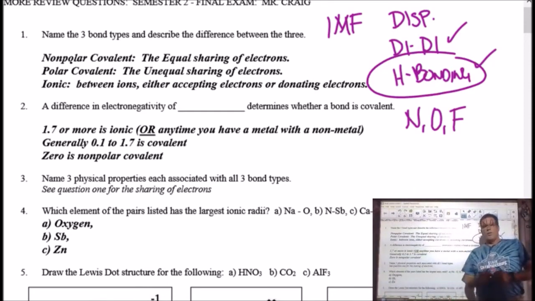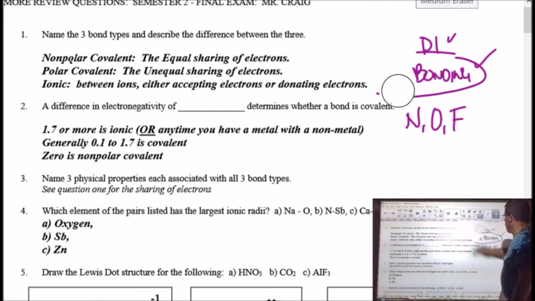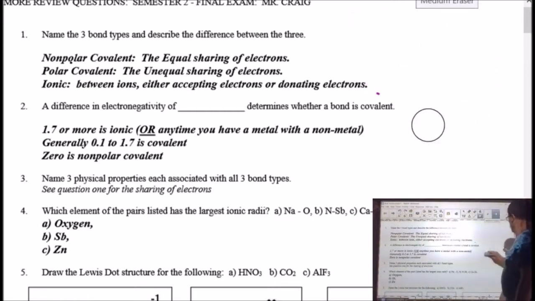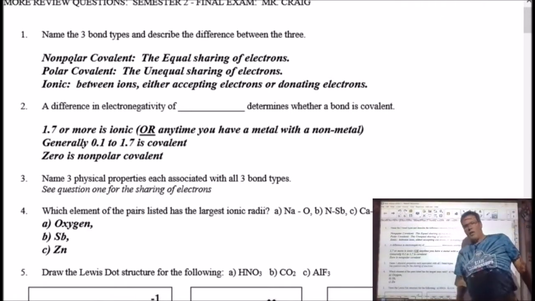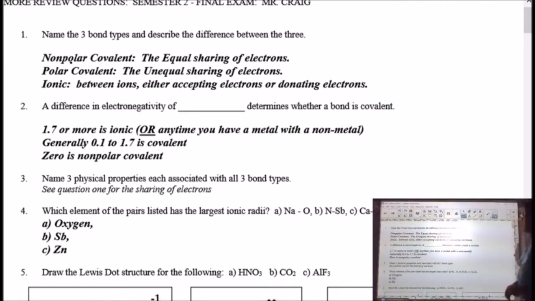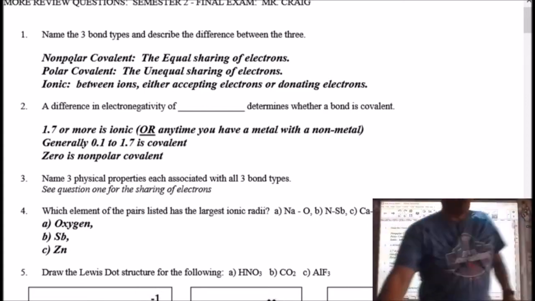stronger surface tension. So again, with the types of bonds, it's nice to know what type of bonding you have between molecules, because it does give it its characteristics associated with that. All right, let's look at number 2.